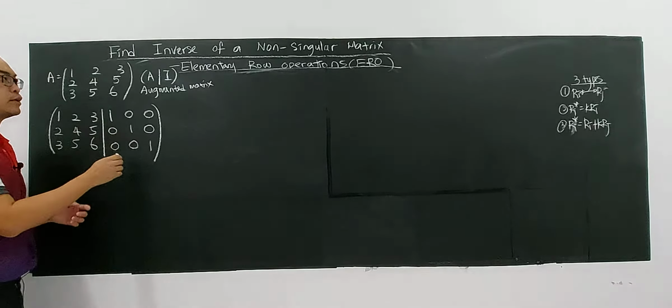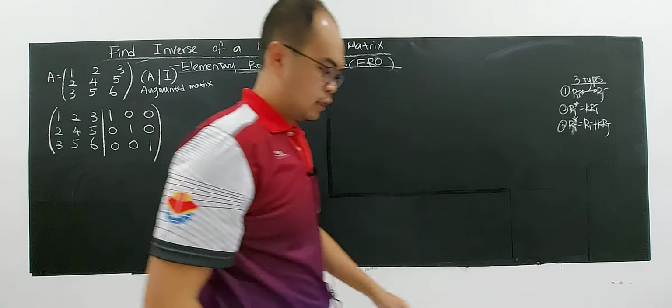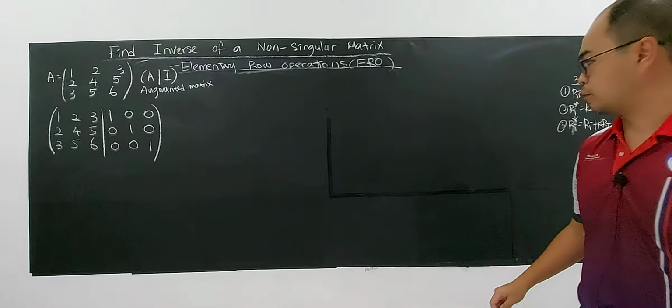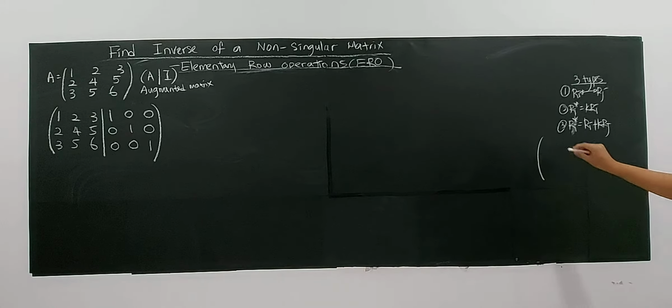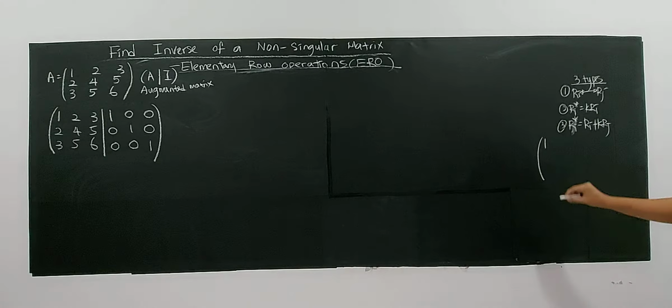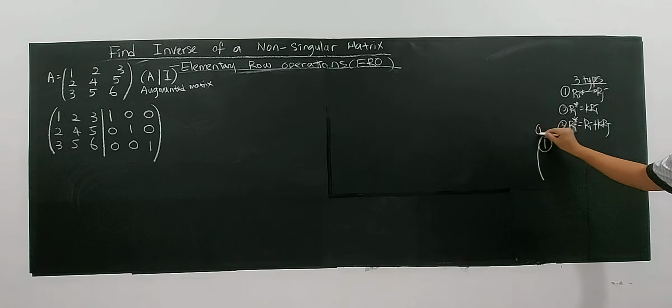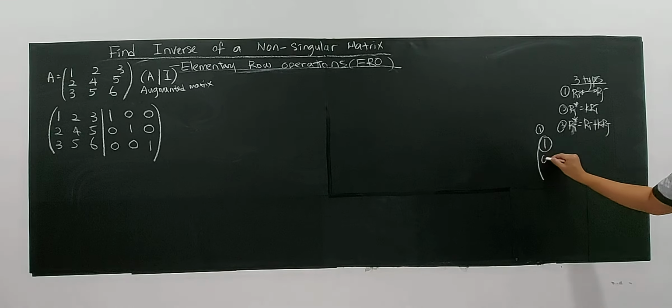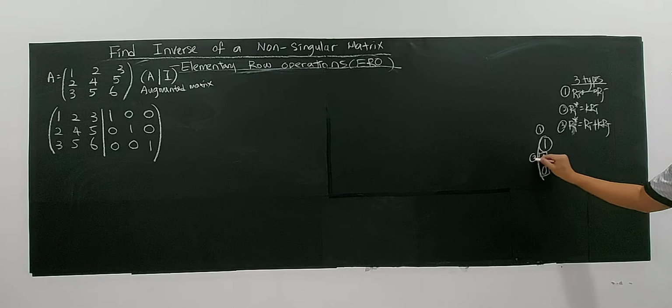So the first step in using this method is that you must write it in augmented matrix. The special case here is that you must follow this order. In this method, try to refer: this is your first step, you make this to be 1. And your second step, you make this 2 become 0. There are 6 steps, maximum 6 steps for this method.